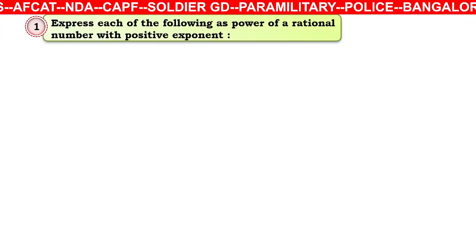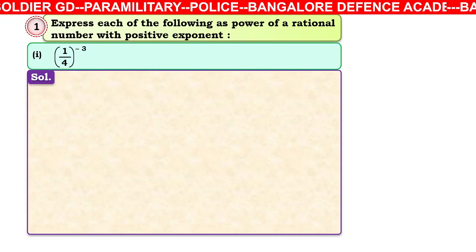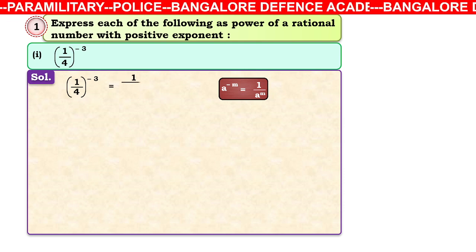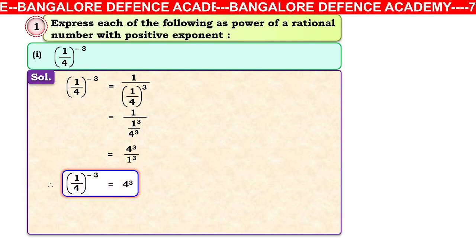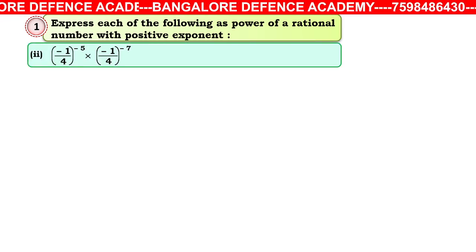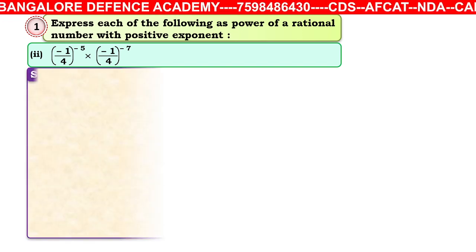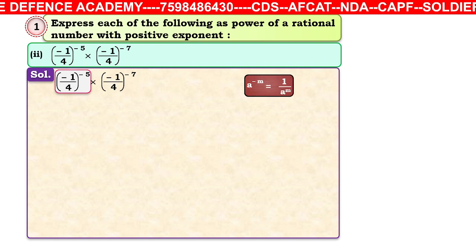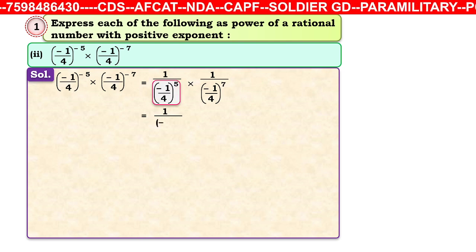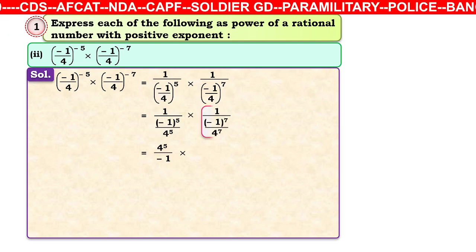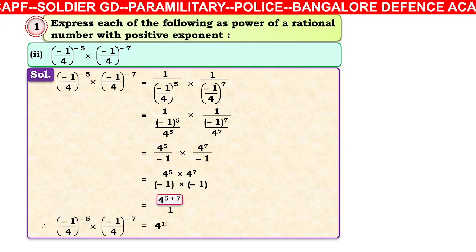Next, express each of the following as a power of rational numbers with positive exponent. So 1 by 4 to the power of minus 3 can be written as 4 to the power of 3. So directly you can write 4 to the power of 3, that is 64. Next, 1 by 4 to the power of minus 5 into 1 by 4 to the power of minus 7. You can just take the reciprocal, you get 4 to the power of 5 and 4 to the power of 7. So now you have to add these two. So 4 to the power of 5 plus 7 gives me 12. So the answer is 4 to the power of 12.